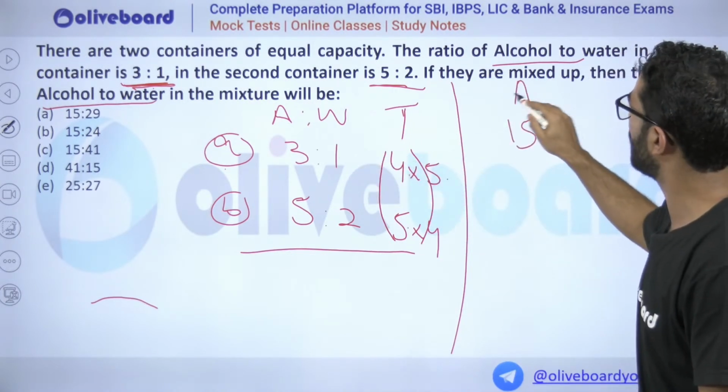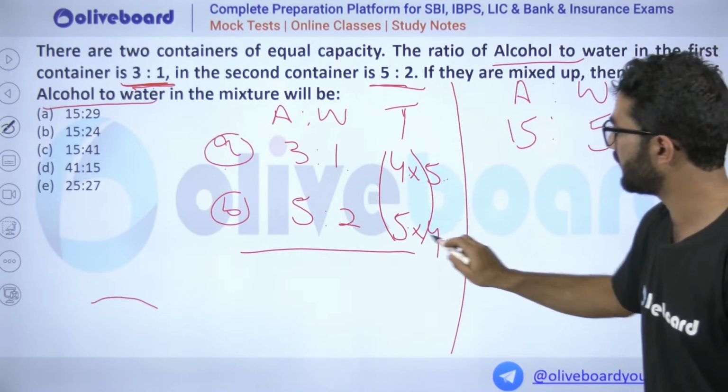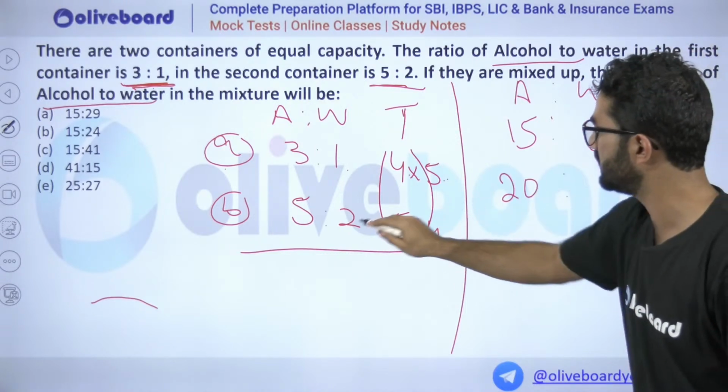Okay, so alcohol to water will be 15. Now multiplying by 5, it will be 5. Now multiplying 4 with this, it will be how much? 20. Multiplying this with this, it will be 8.